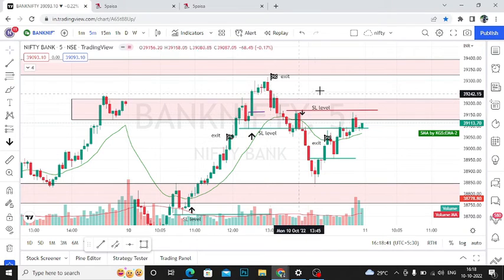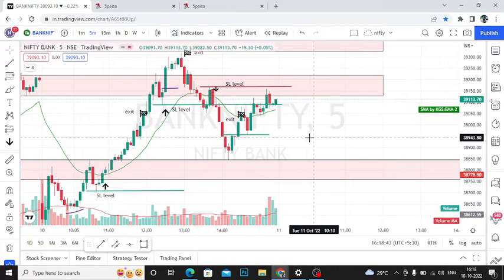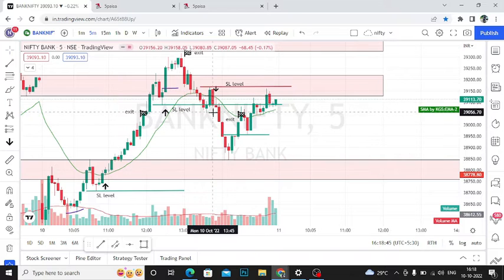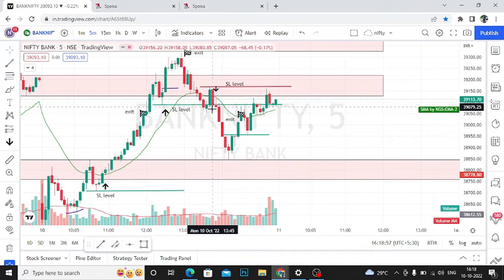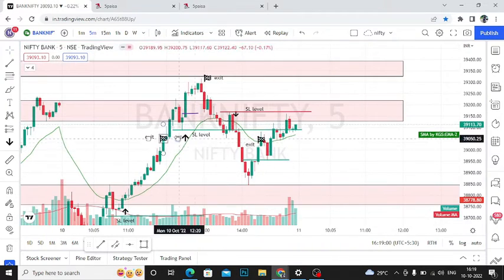My third trade was taken in Bank Nifty again at around 1:50 pm. I took my usual load of 100 quantity. What is the logic behind this trade is that the market failed to hold this swing low.